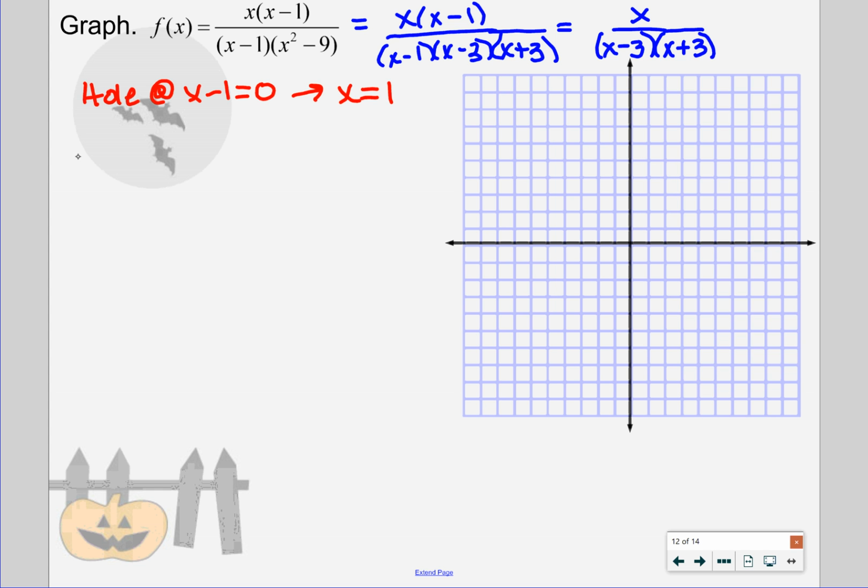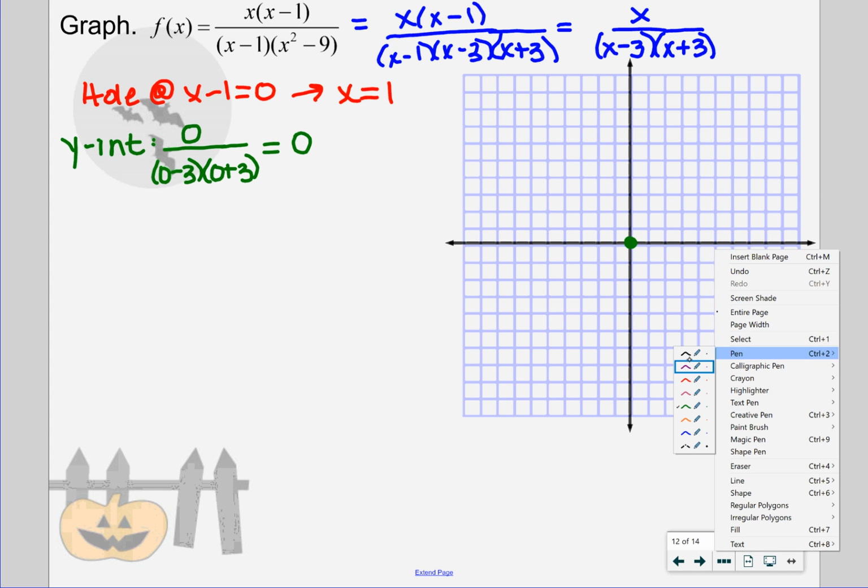So now, first thing we can find are intercepts. Let's start with a y-intercept. How do you find a y-intercept? X is 0. So I'll just use the factored version that we have at the end there. 0 over (0 minus 3)(0 plus 3). Well, 0 divided by anything is going to give me 0. Okay, so that's my y-intercept. I'm just going to plot things as I go here. The y-intercept at 0 is going to be a point on the origin.